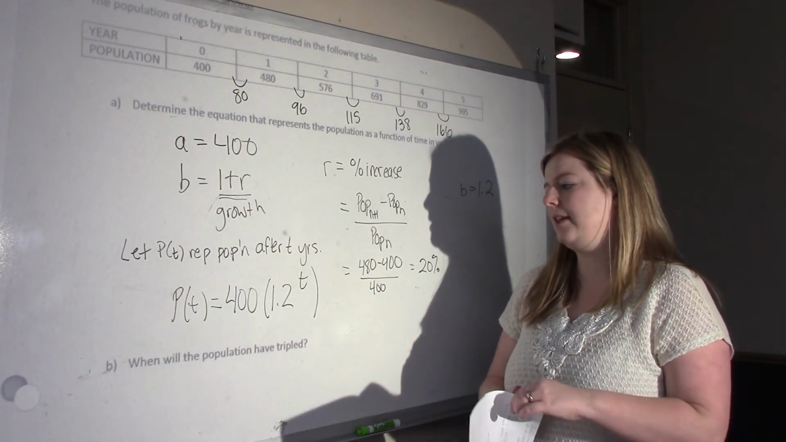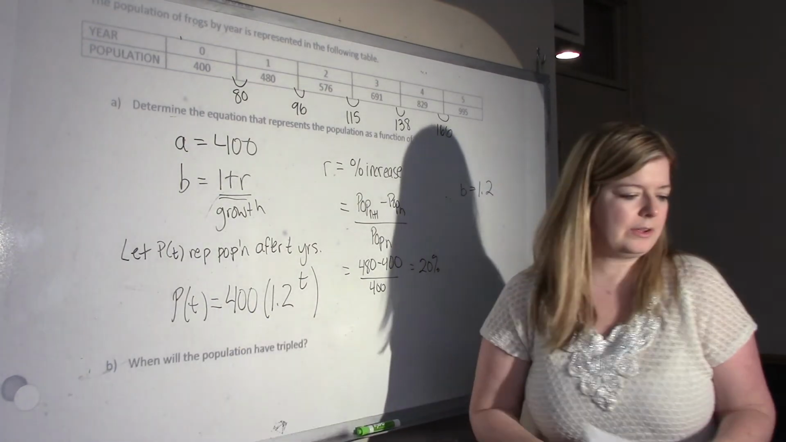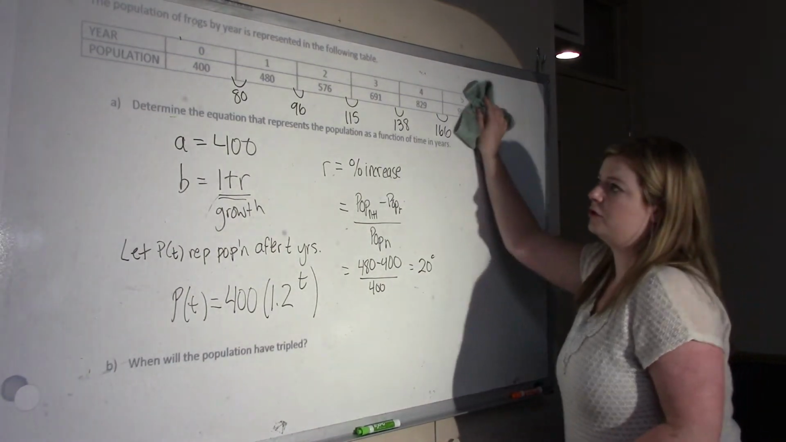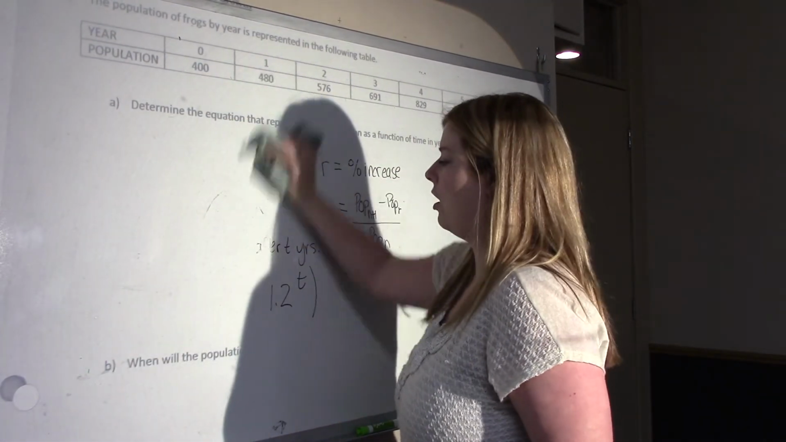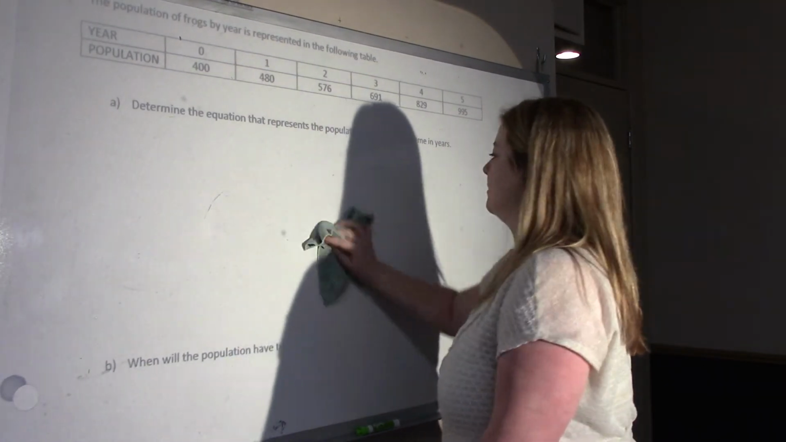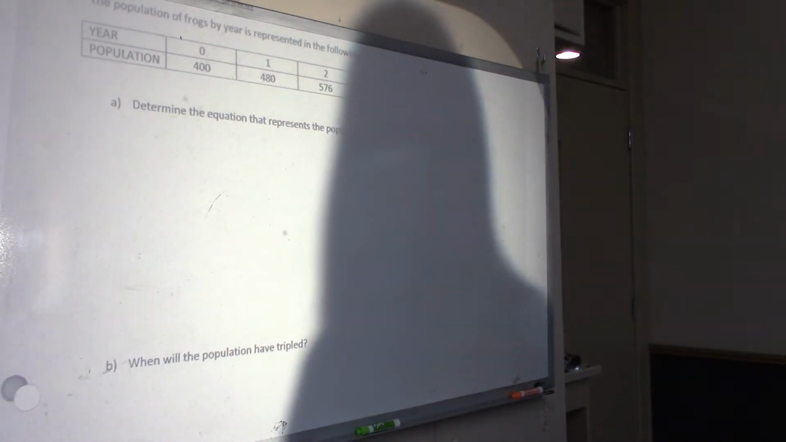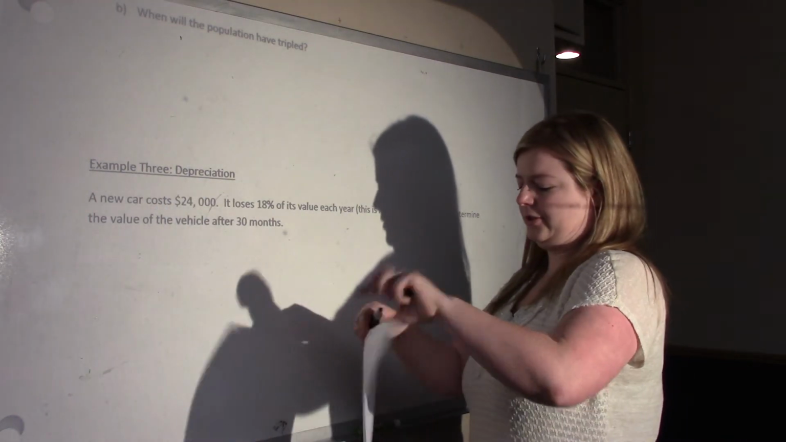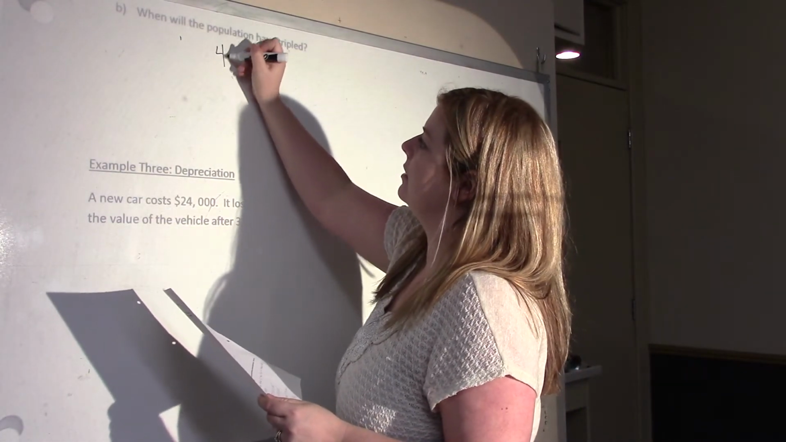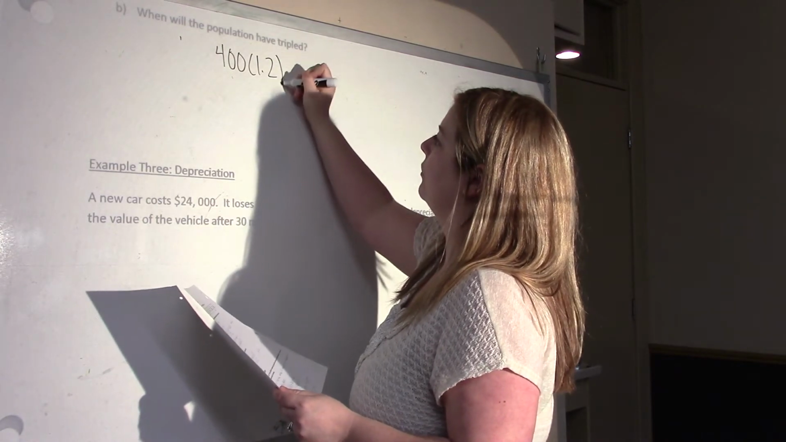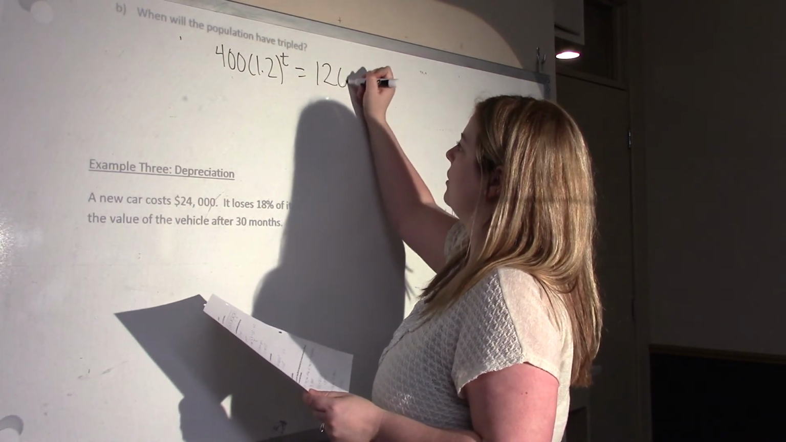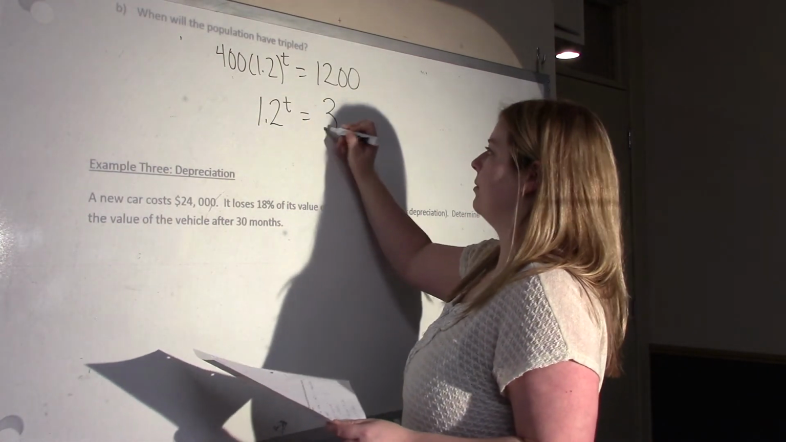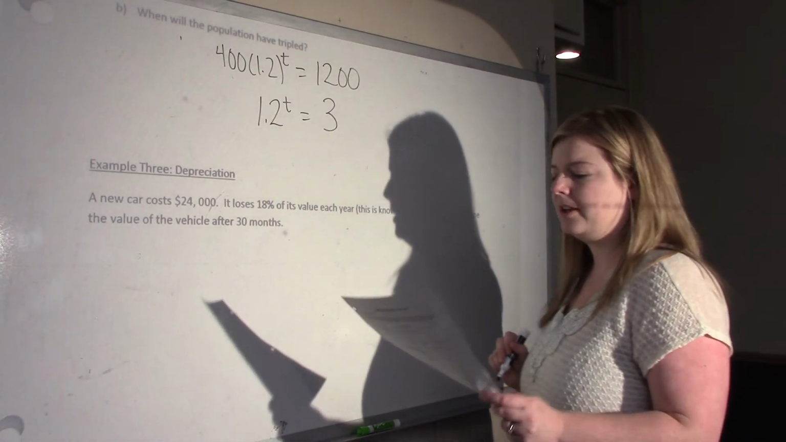All right, when will the population have tripled? So you need to set this up. To triple the population, we started at 400 frogs, so triple that would be 1,200 frogs. Okay, so we have our equation. When will it be equal to 1,200 frogs? Or in other words, when will 1.2 to the power t be equal to 3? I just divided both sides by 400.